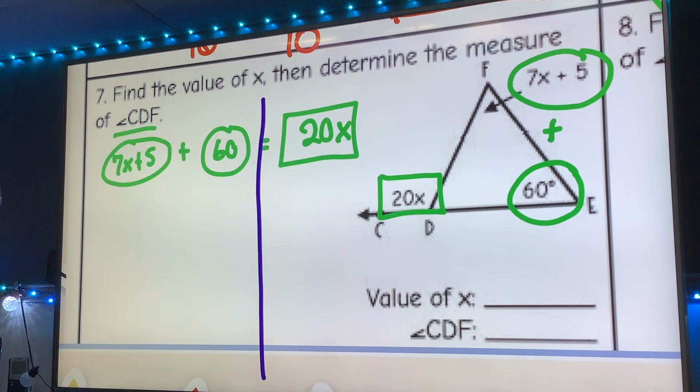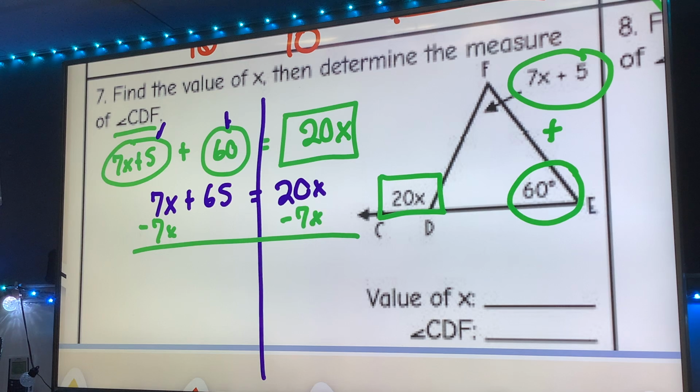So I'm going to add my like terms, which are 5 and 60, so it's going to turn into 7x plus 65 equals 20x. Combine all my variables to one side, so get rid of this 7x on this side, get it over here. Then I'm left with 65 on the left side and 13x on the right. The inverse operation of multiply by 13 is divide by 13 to both sides.